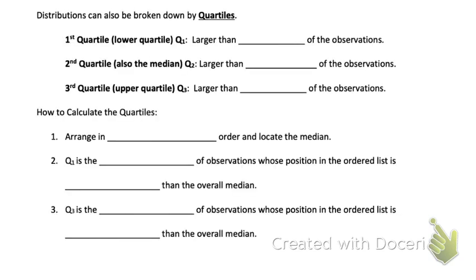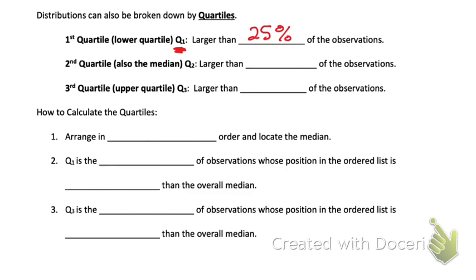Quartiles. Do you guys know what a quartile is? Yeah, 25%. All right, here's quartiles. First quartile, also known as the lower quartile, also most commonly known as Q1. It is the value in the data that is larger than 25% of the observations. It's the first 25% cutoff.